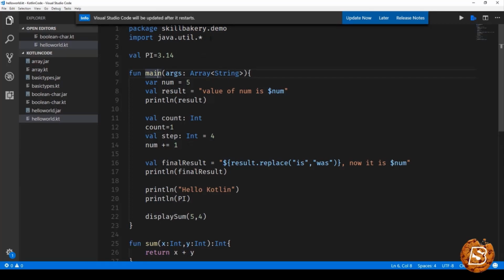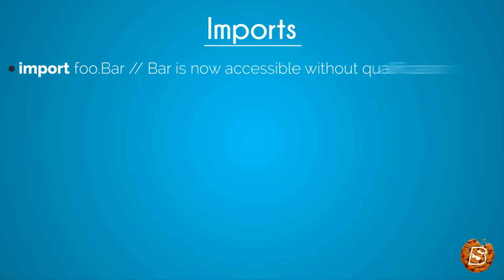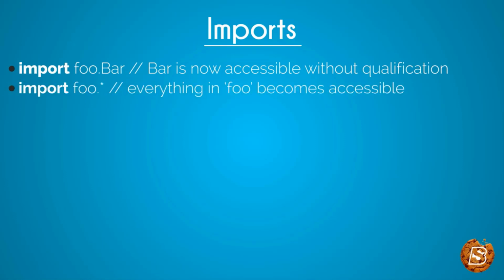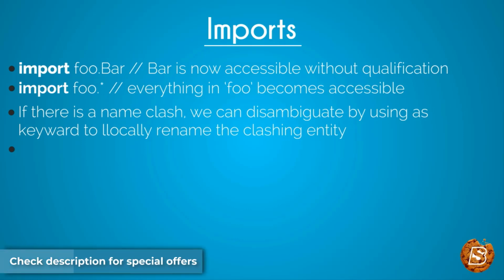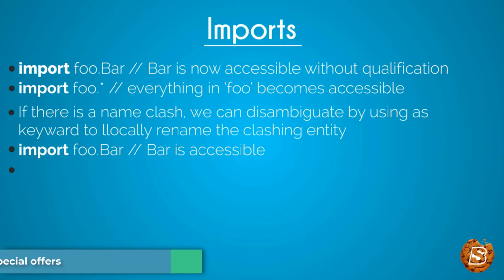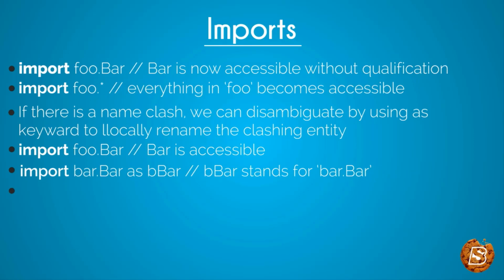Now coming on to imports, as we have over here, import java.util. When we say import foo.bar, bar will now be accessible without any qualification. Similarly, if you just want to include everything that the foo package has to offer, we can simply say import foo.*. So everything in foo becomes accessible. Now, if there is a name clash, let's say two packages have the same name, in that case you can just name one with an alias. For instance, if we have bar classes in foo.bar and bar.bar, we can just say import bar.bar as bbar. So bbar will now point to bar.bar. That way you can resolve these conflicts.